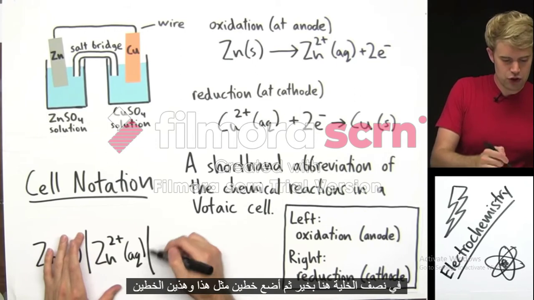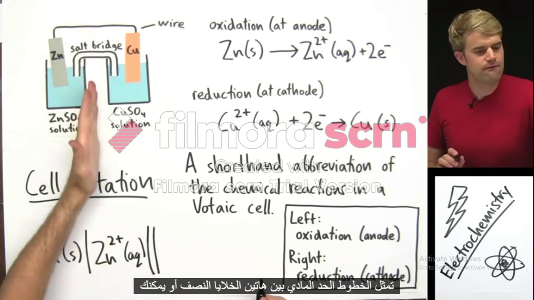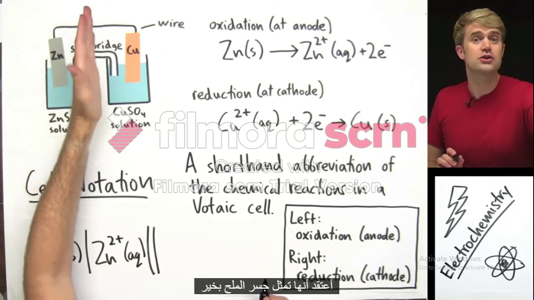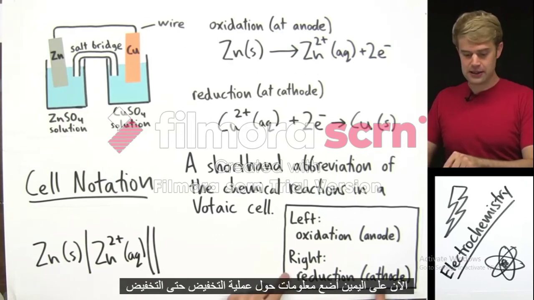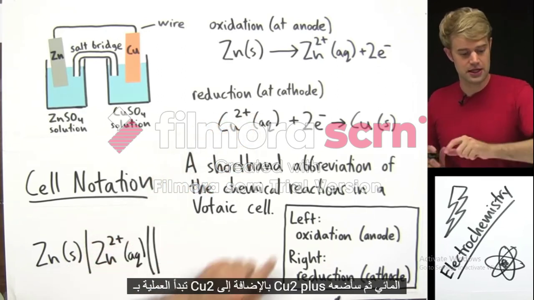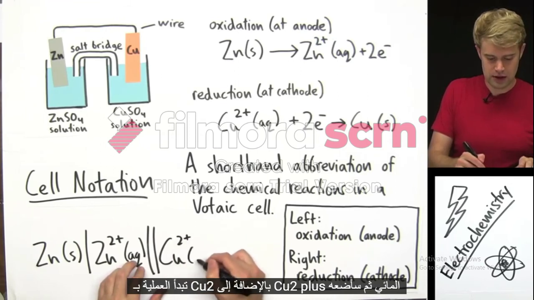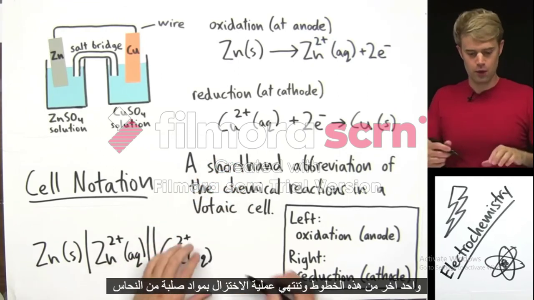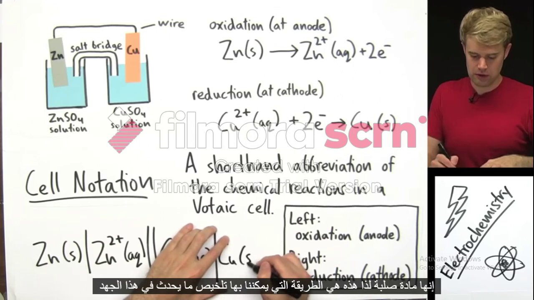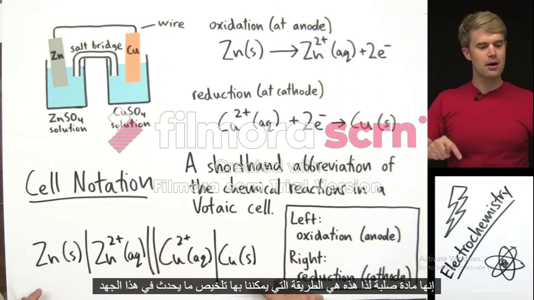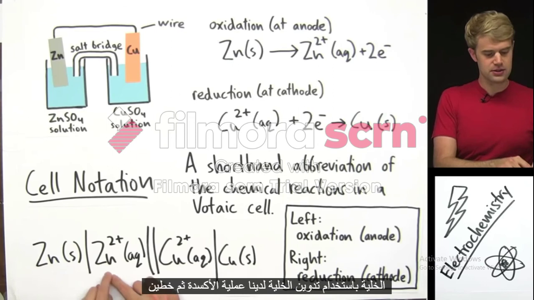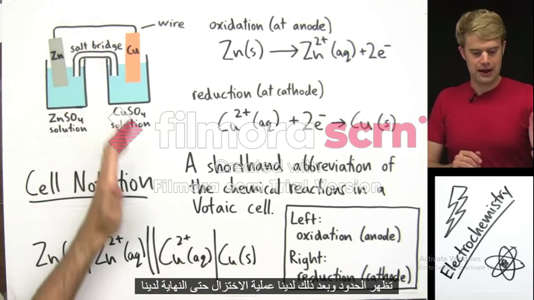Then I put two lines like this, and these two lines represent the physical boundary between these two half cells, or you can think of them representing the salt bridge. Okay, now on the right, I put information about the reduction process. So the reduction process begins with Cu2+ aqueous, and then I will put another one of these lines, and the reduction process ends with Cu solid. So there's Cu solid. So this is how we can sum up what's going on in this voltaic cell using cell notation.